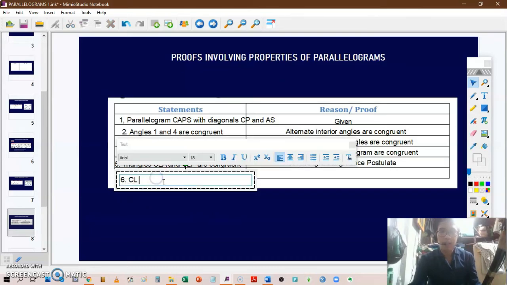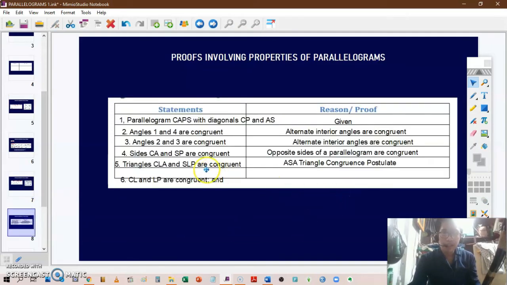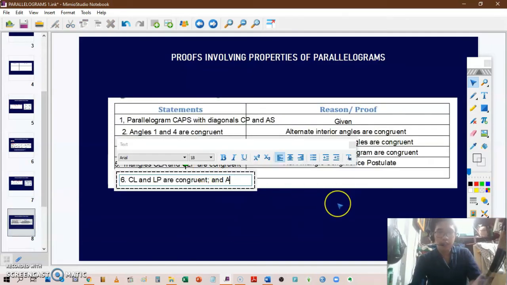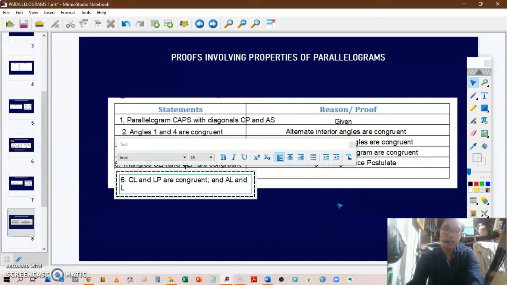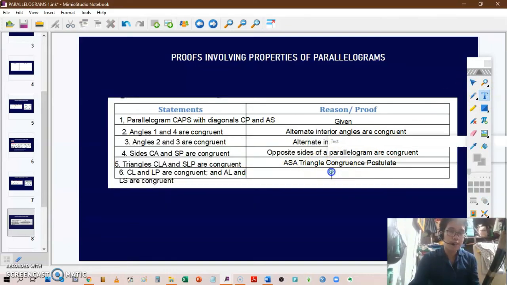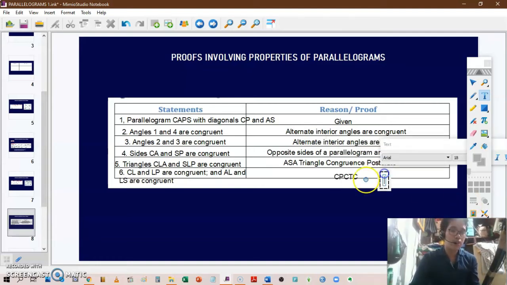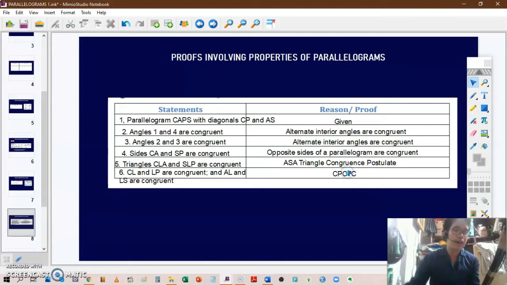Okay, so CL and LP are congruent, and we also have AL and LS, and AL and LS are congruent. Those pairs of line segments are congruent because of CPCTC, or corresponding parts of congruent triangles are congruent, because we've already established that the two triangles there are congruent.